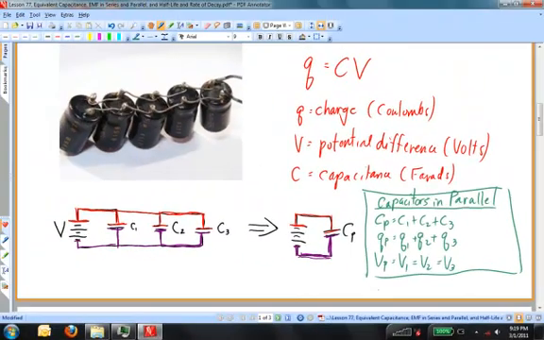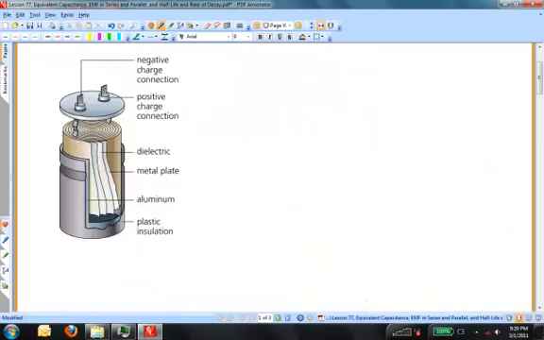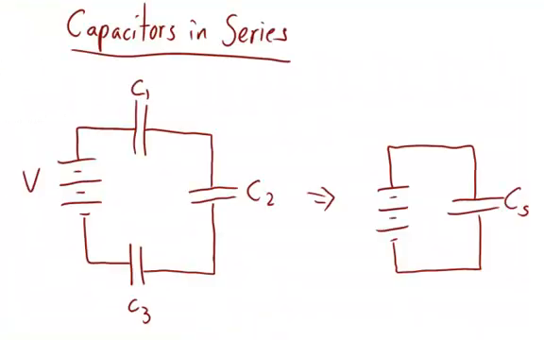I see I haven't left myself much room for talking about and writing about capacitors in series, so I'm going to move back up to the top and write some things down. When I connect capacitors in series and then connect those to the plates of a battery, what I'm going to see is that I end up with charge migrating from the plates of the capacitors to the plates of the adjacent capacitors.